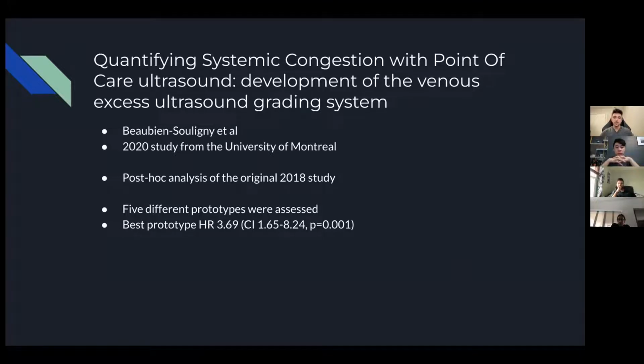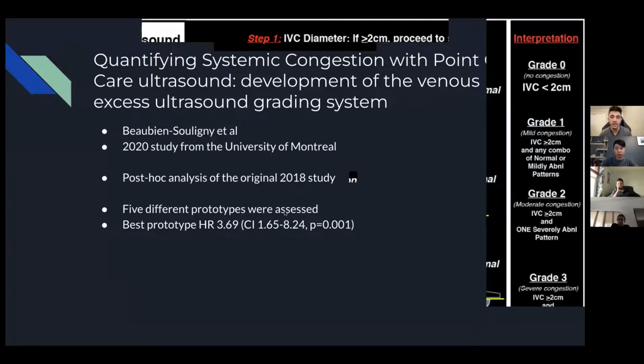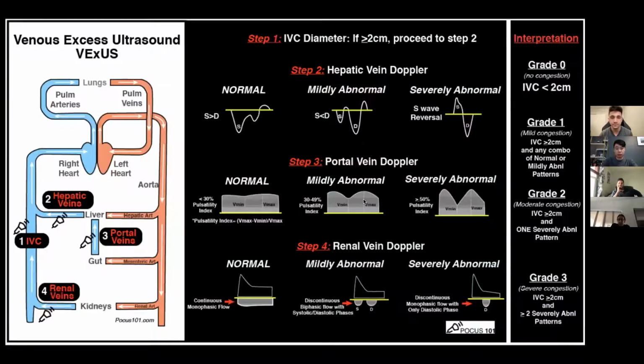Sorry about that, guys. So essentially what they did is the same group of authors in 2020 did a post-hoc analysis looking at different prototypes on the various vessels they examined. And they came up with one prototype that had the highest hazard ratio of being correlated with an AKI. And it's the way we typically grade VExUS scores today. We'll go into this a little bit more further, but this is how this scheme and this grading score originated from.